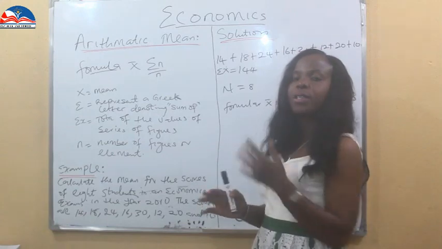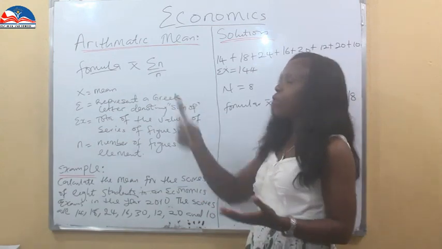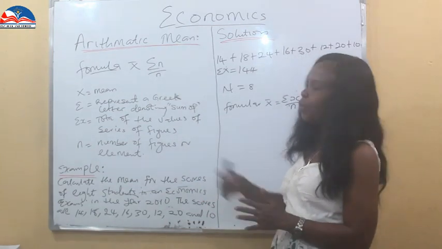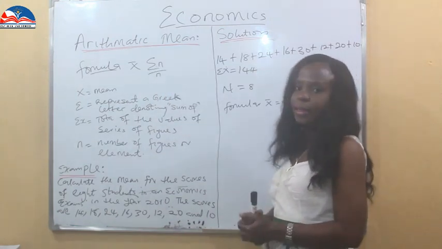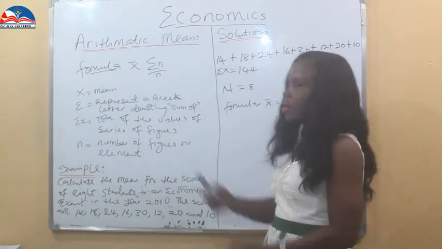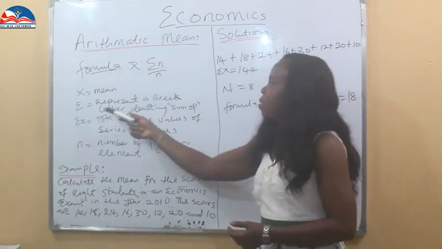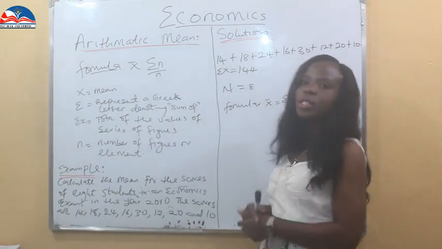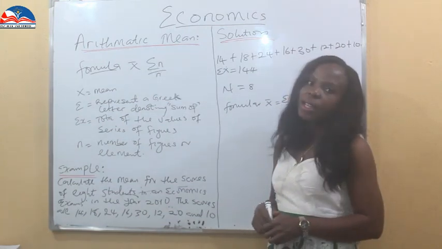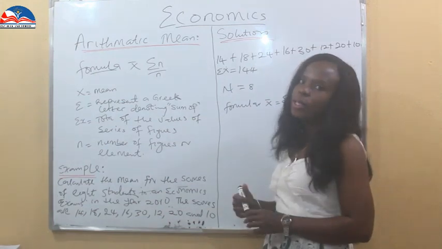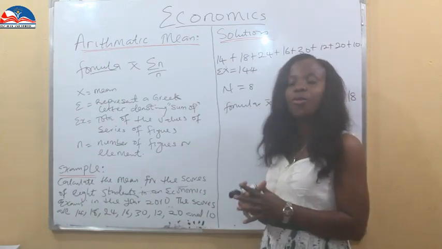Now let's see how this formula is used. First, this is the formula for calculating arithmetic mean: x-bar equals sigma x over n. What is x-bar? The x-bar is the mean. The sigma represents a Greek letter denoting the sum of. So this that you see here is a Greek letter that is used to denote the sum of numbers calculated together.